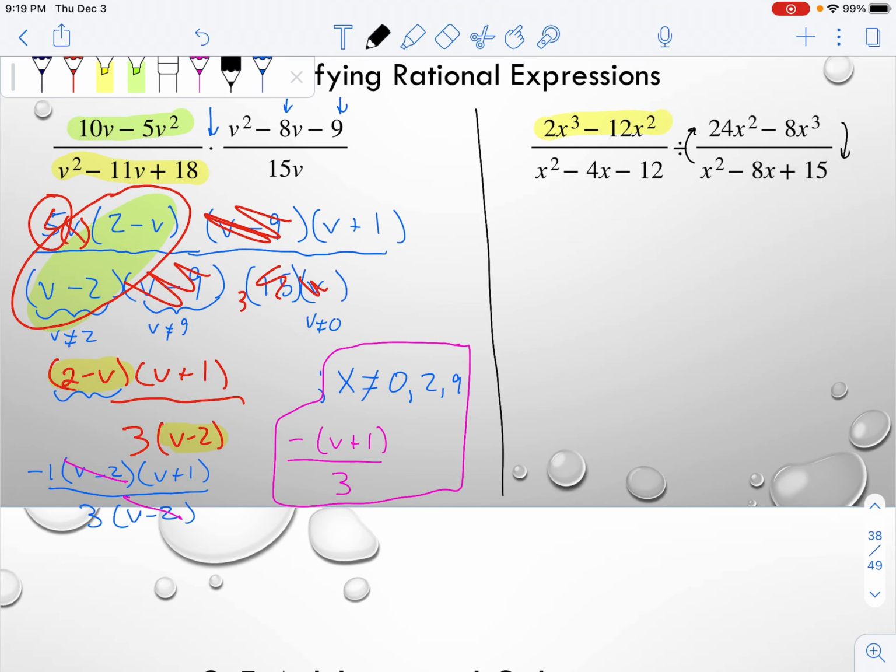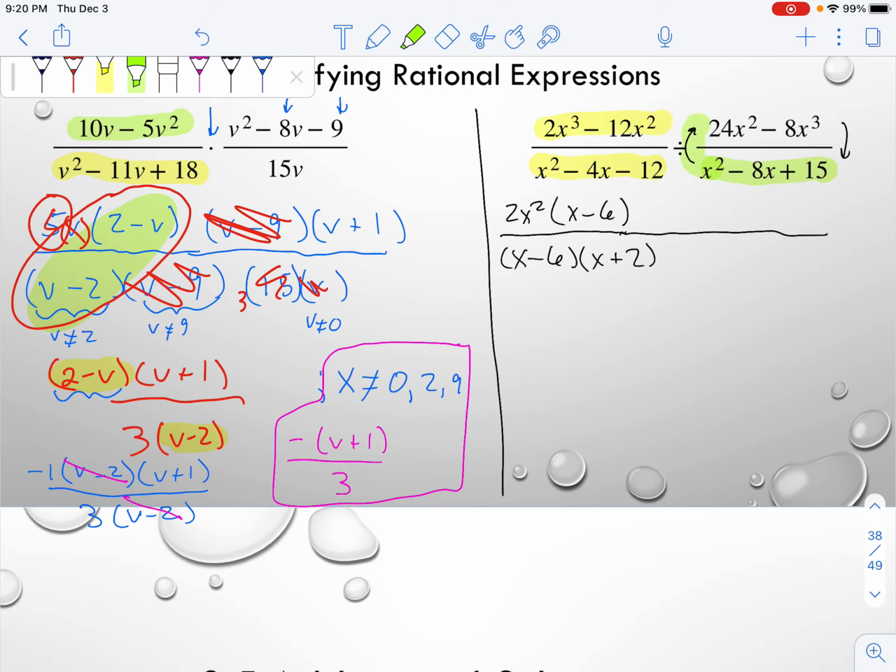We factor this. We notice that there's a 2x squared hiding in both of them, which leaves an x minus 6. If we look at the denominator next, what multiplies to give you -12 but adds to give you -4? That would be -6 and +2. Now, be careful here because I'm actually going to do this one first, because it's going to go up top, and put it in the numerator.